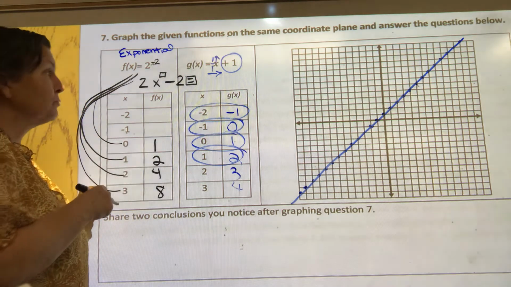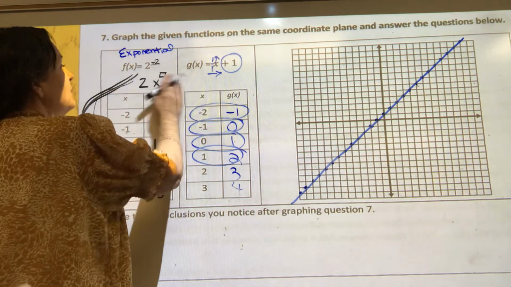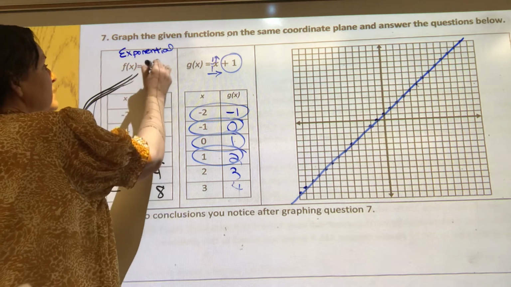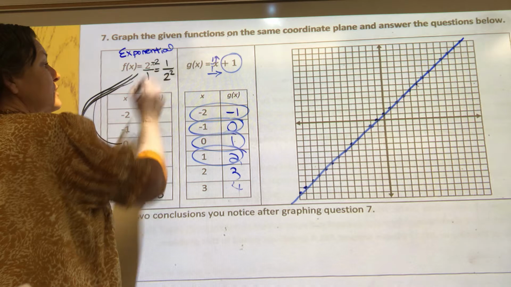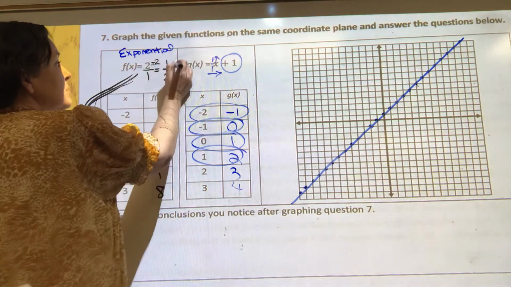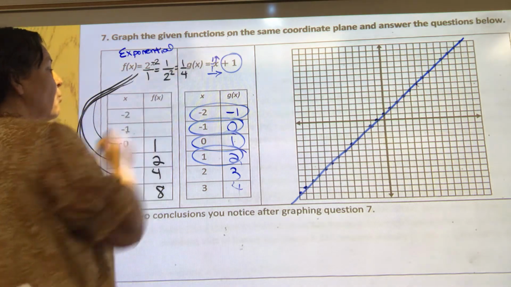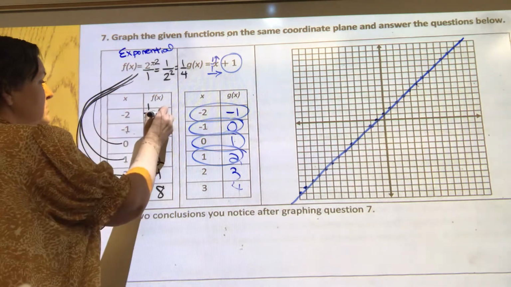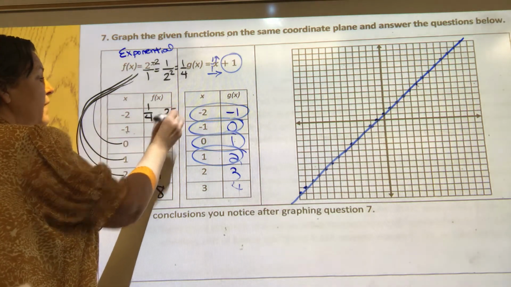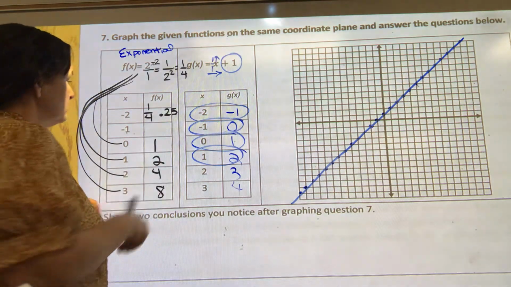Cool. Or if you're like me, I would prefer just to use the rules of exponentiation. I know that I need to take the reciprocal. It's going to flip downstairs. And then I know that 2 squared is 4. So some of you from your calculator got 1/4. Some of you on your calculator got 0.25. They are the same thing.